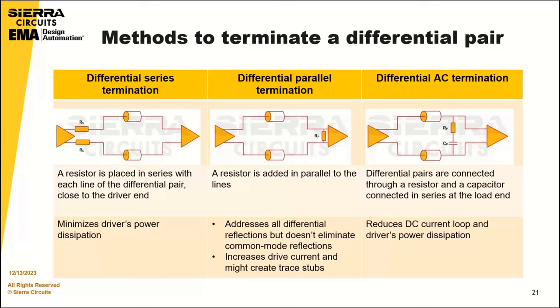Differential AC termination combines a resistor and capacitor in series at the end of each trace in the differential pair. This approach reduces the DC current loop and driver power dissipation and is suitable for low speed control lines.